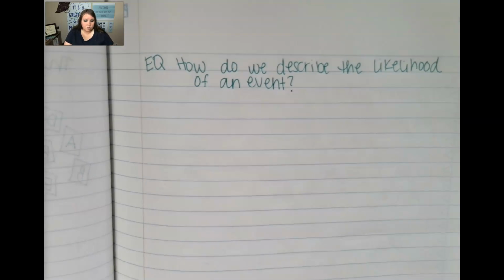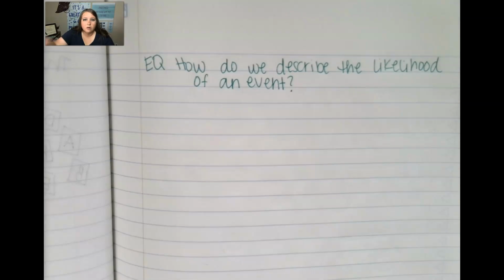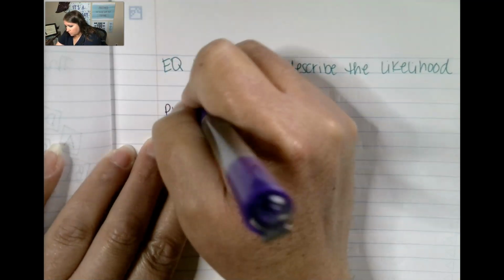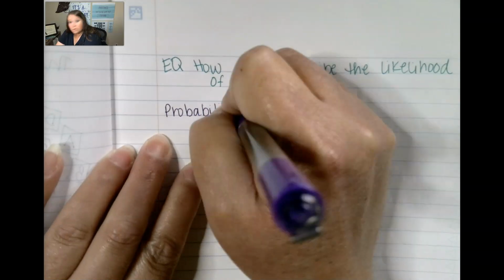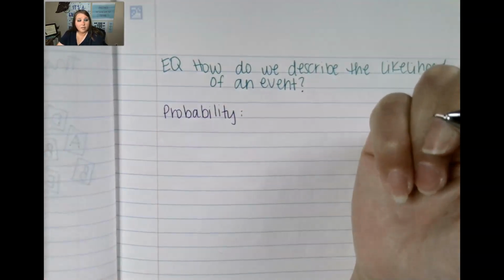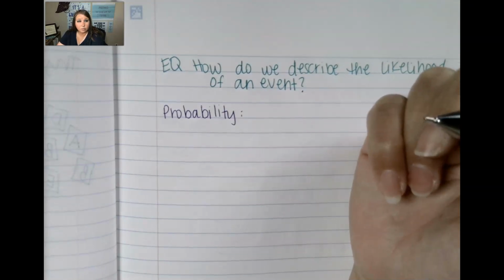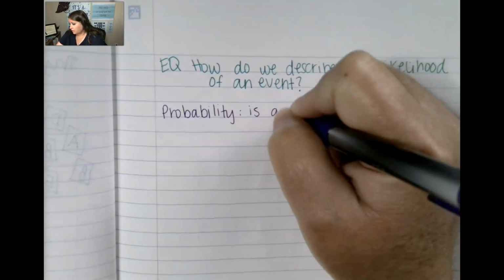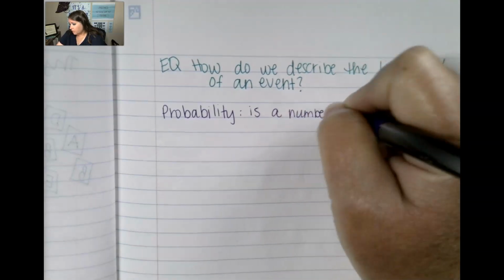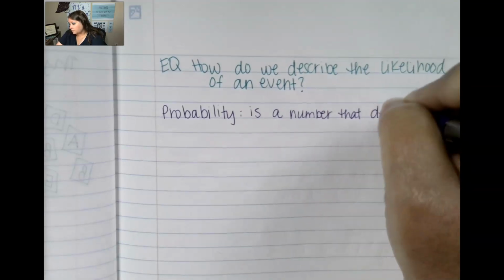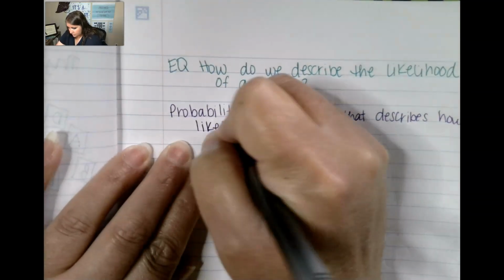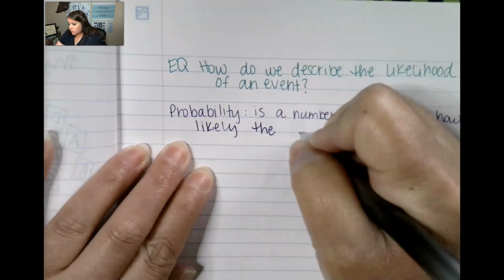So let's talk about the word probability. The word probability is going to be a new word for our vocabulary. And probability of an event is a number that represents the likelihood that the event will occur. So probability is a number that describes how likely the event will occur.